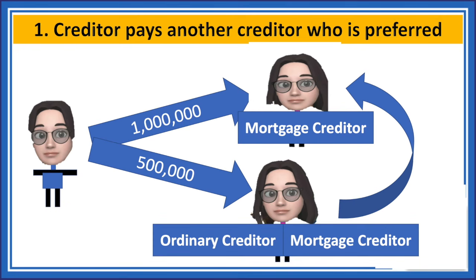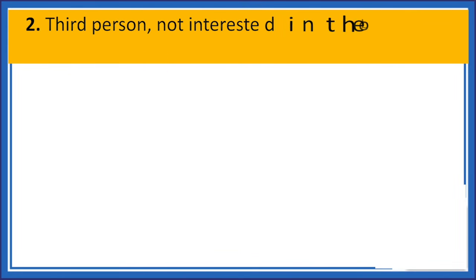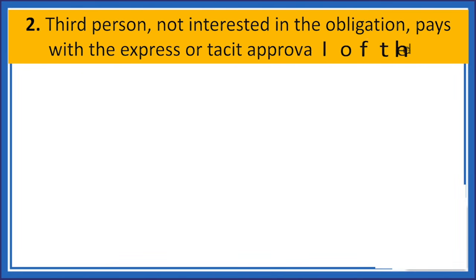Now, the answer will actually be the same kung si Ganda ay nagbayad kay Beauty with the knowledge of Pogi. Pareho lang. Kasi sinabi lang naman is even without the knowledge of the debtor. So, whether may knowledge or wala, pareho lang. Masosobrogate, magkakaroon pa rin ng subrogation. Okay? Now, dito naman sa second scenario, pag daw yung third person not interested in the obligation pays with the express or tacit approval of the debtor. Yan yung sabi, di ba?